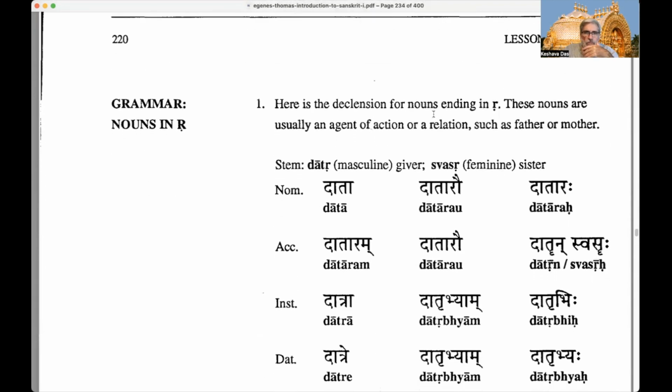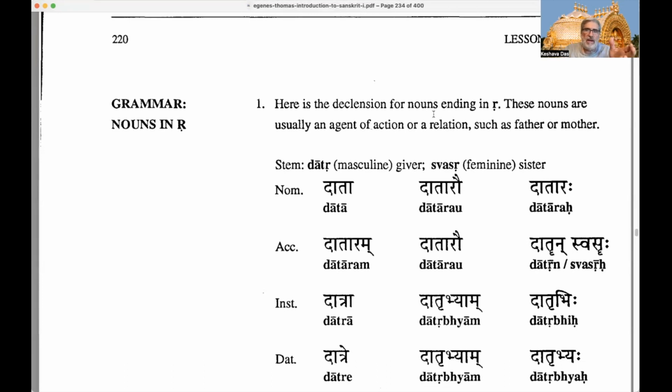So now for the grammar portion of this lesson, here's the declension for some nouns ending in ri. That's the vocalic. It's not R, not the refa, not the letter R, but the letter ri, the vocalic, the vowel sign R with a dot under it. So these nouns usually refer to an agent of action or to a relation.